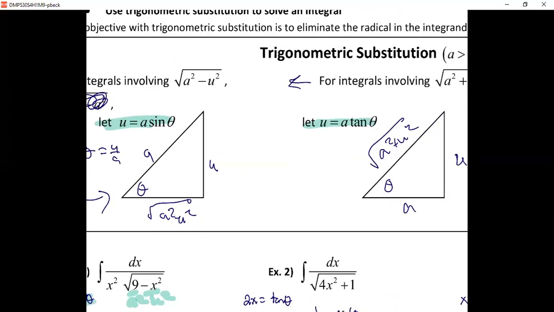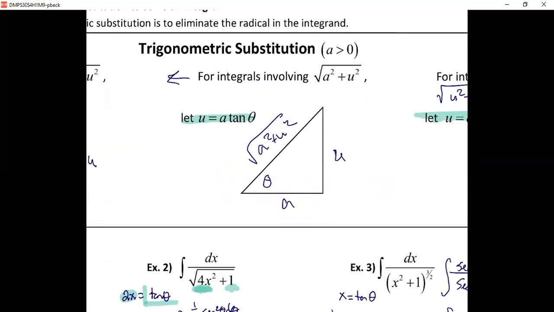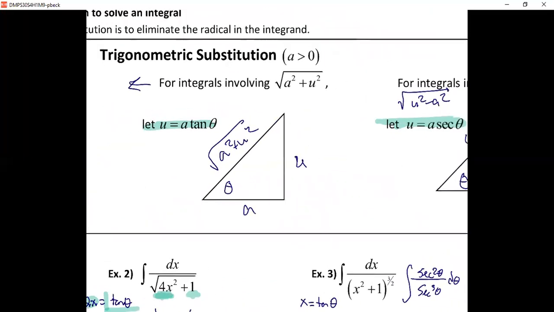On problem number 2, we could look at this also and say, this is my u. So that's u squared. So u is 2x. And because it's u squared plus a squared, this is 1 tangent of theta. So 2x equals tangent of theta. On this problem, what we have is x squared plus 1. Because it's x squared plus 1, that's tangent. And this is u squared. So u is just x. This is a squared, so a is 1. So x equals 1 tangent of theta.